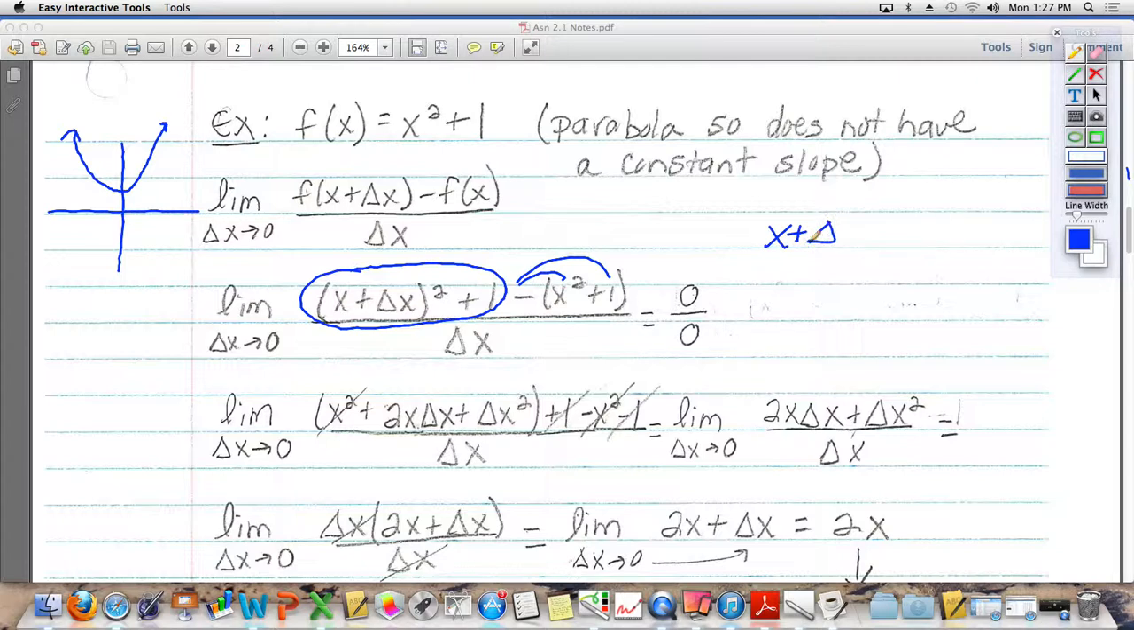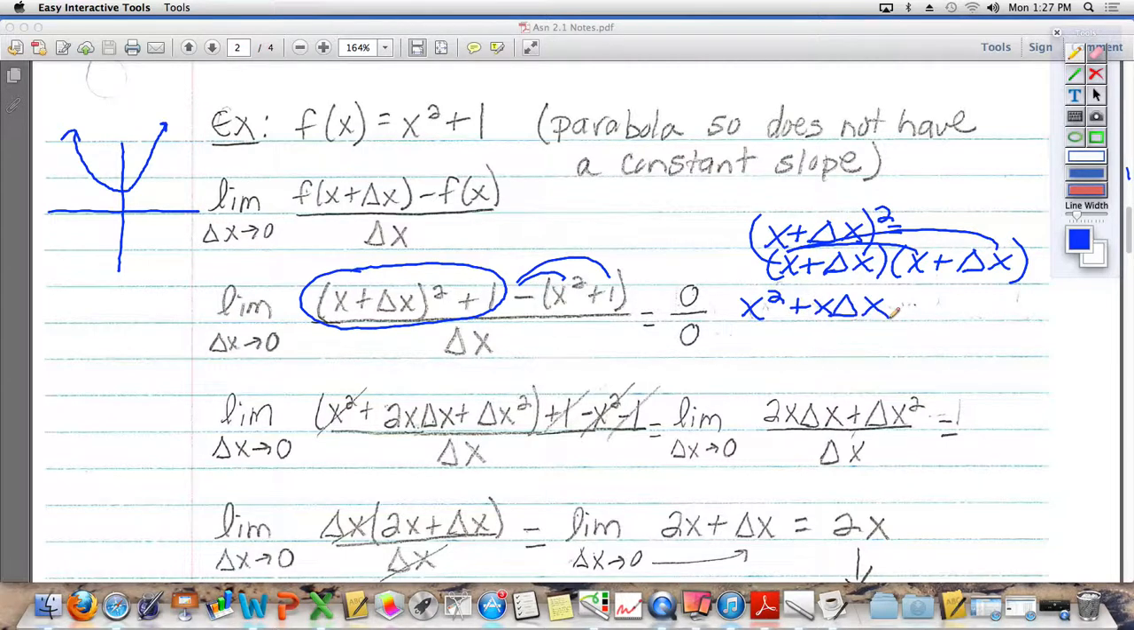X plus the change in x squared really means x plus the change in x times x plus the change in x. We need to FOIL this. So when we FOIL it, we do x times x is x squared. We do x times the change in x. We do the change in x times x, in other words, multiplying this by this, which is x times the change in x. And then we do the change in x times the change in x, which is the change in x squared.